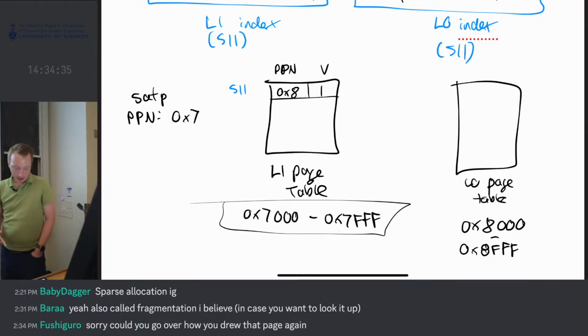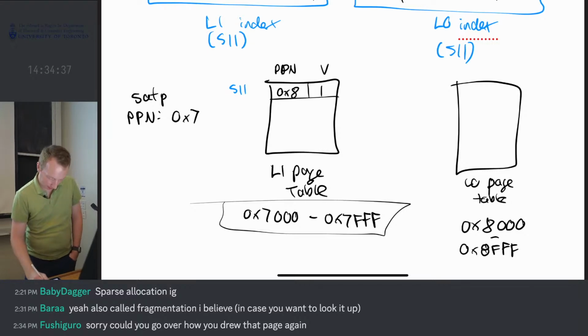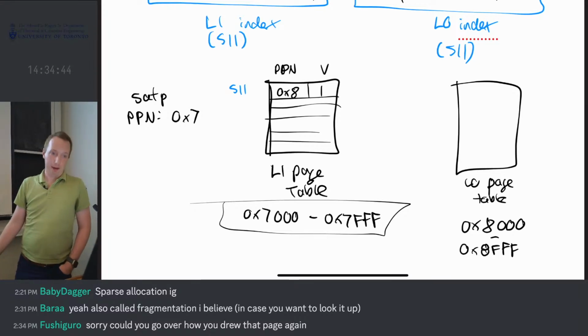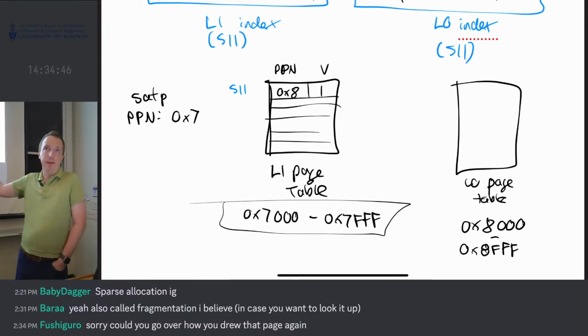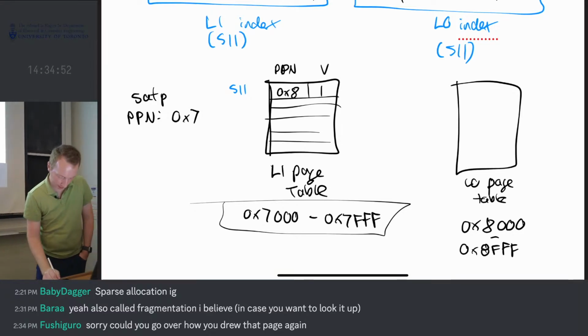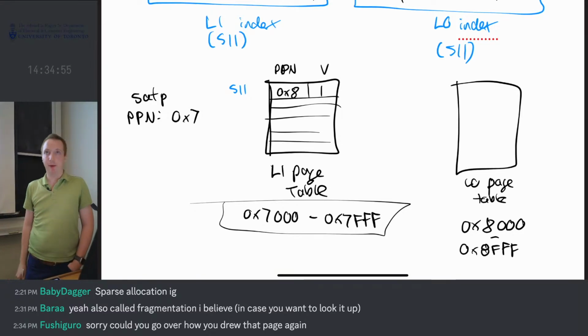So, could I go over how I drew this page table? So I just draw the page table so that every row inside of it is a page table entry, and I just write the index outside of it because it's not stored in it, just to the left. So I just show what the index is, and then each row in this page table is a page table entry.